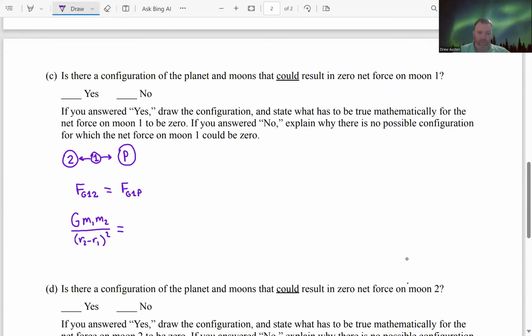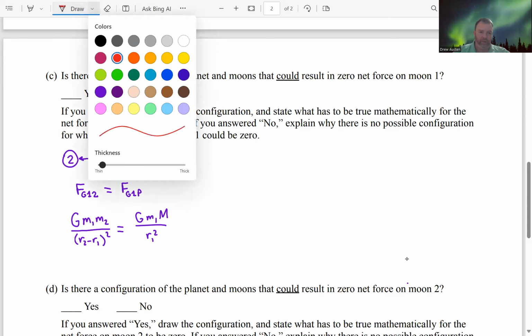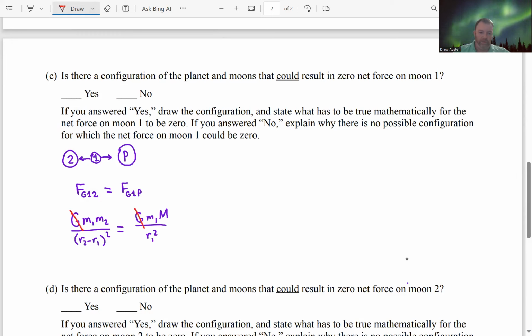This is going to be equal to big G times Moon 1's mass, which is little m1, times the mass of the planet, big M, divided by the distance from Moon 1 to the planet, which is just R1 squared. And then it's just some simple canceling out we can do. The G and G, and the mass 1 and mass 1 cancel out. What's left is the mathematical relationship: M2 over R2 minus R1 squared is equal to big M over R1 squared.